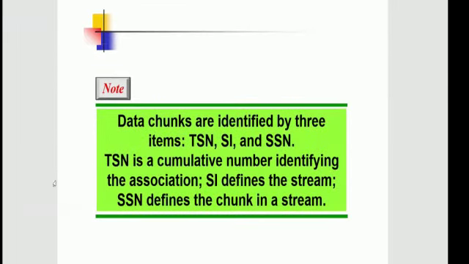The point to be noted here is, as we know TSN, SI and SSN, data chunks are identified by 3 data items. What is a data chunk? As I have said earlier, it is a data unit of SCTP. What is TSN? It is a cumulative number identifying the association. SI defines the stream, SSN defines the chunk in the stream.